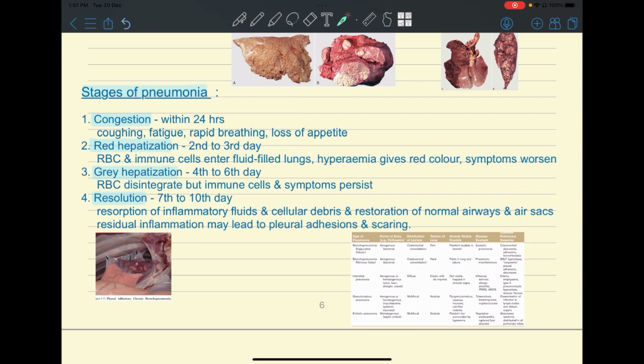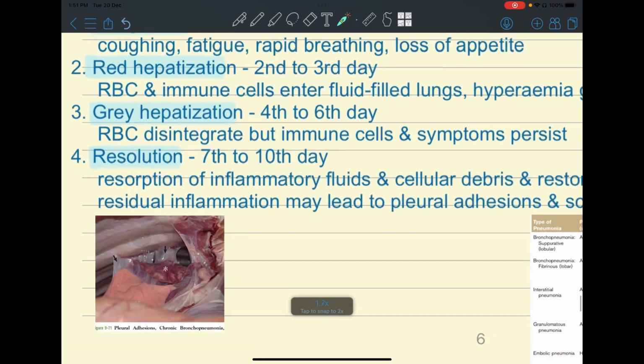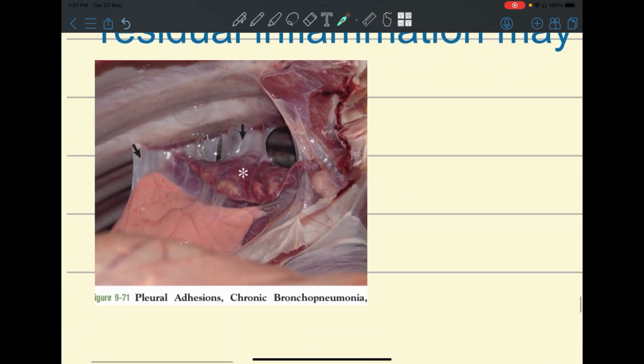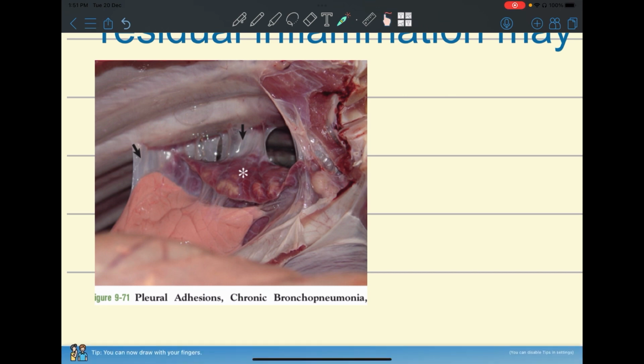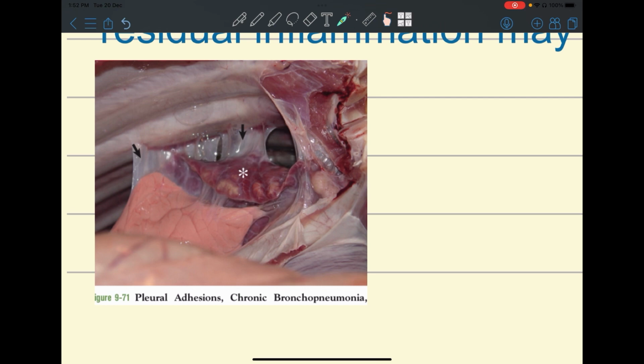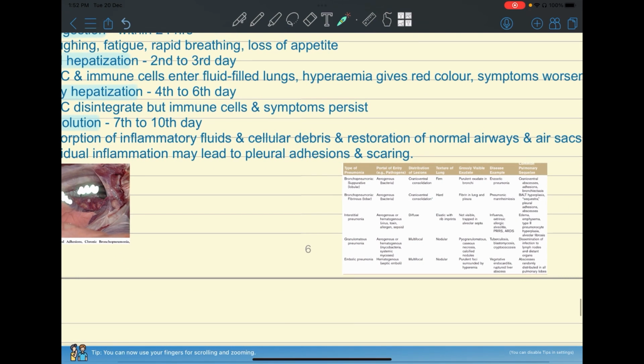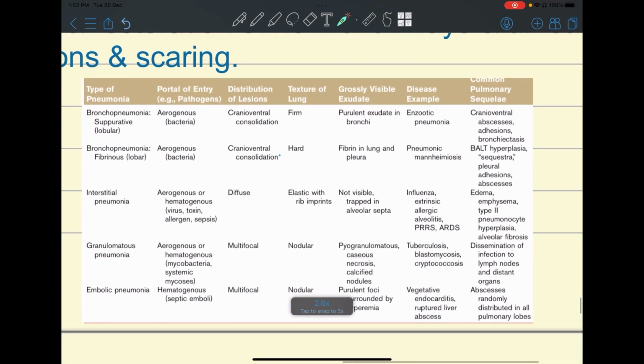But if there is some residual inflammation, or if the body is not able to take care of the problem, then it will lead to a chronic condition, and in that case you may also see pleural adhesions and scarring. So these are the pleural adhesions in case of chronic bronchopneumonia, and you can see that this portion is consolidated lung, right? In bronchopneumonia, I said that there is cranioventral consolidation, and because it has become chronic, now we can see these pleural adhesions. Okay, this is a summary of all types of pneumonia, and this is it for this video.